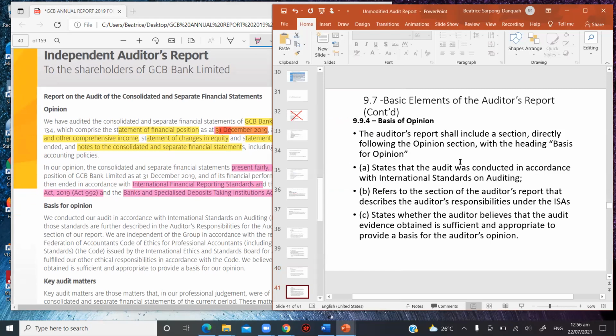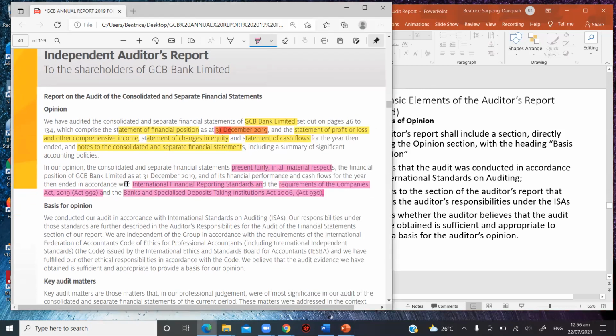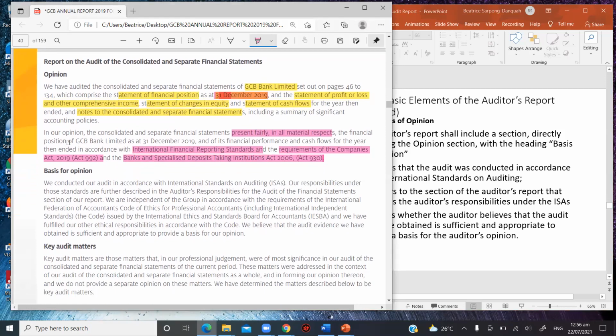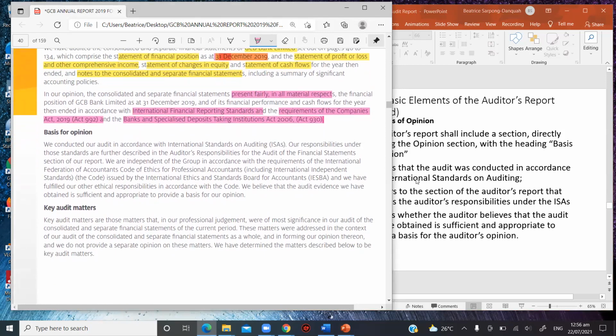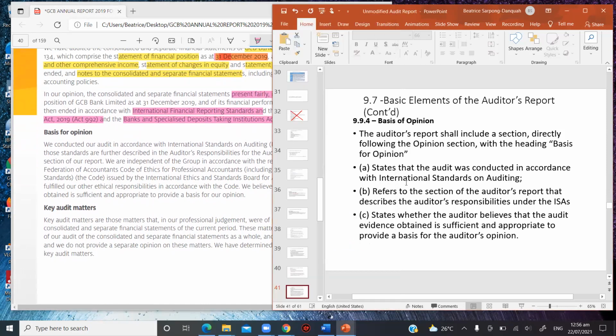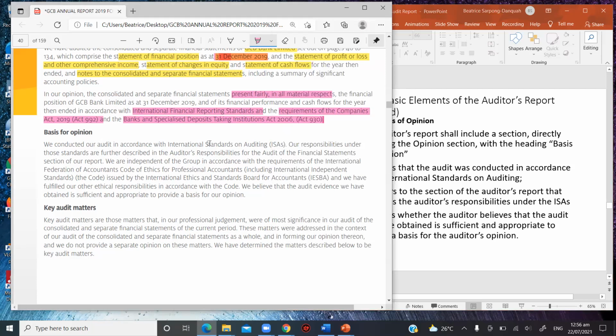Now, the basis of opinion. The auditor's report shall include a section directly following the opinion section called what? The basis of opinion. So you realize from GCB Bank's report that right after the opinion, you see basis of opinion. Then you come here. This basis of opinion will state that the audit was conducted in accordance with international auditing standards. So let's come here and check. We conducted our audit in accordance with international auditing standards.